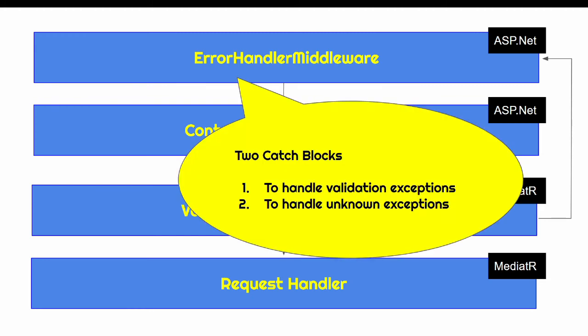So now we have two catch blocks in the error handler middleware, one to handle validation exceptions and the other to handle unknown exceptions. I guess with this understanding, we are now ready to jump into code and implement it all. So let's do it together.